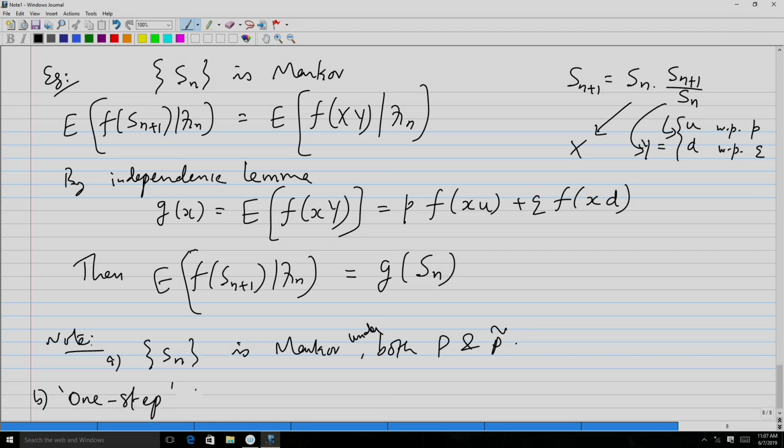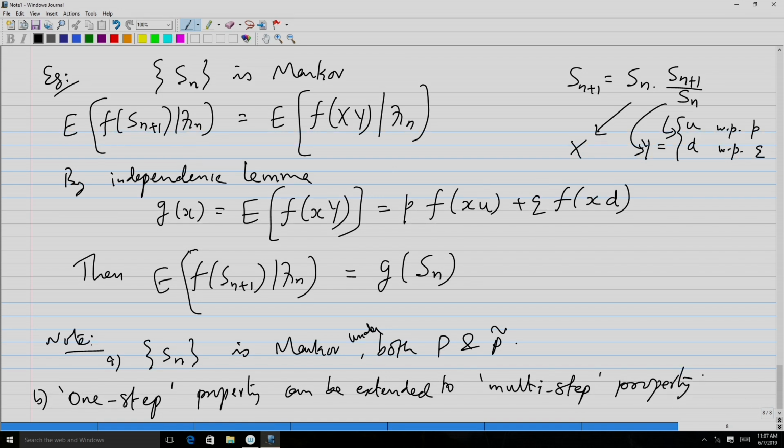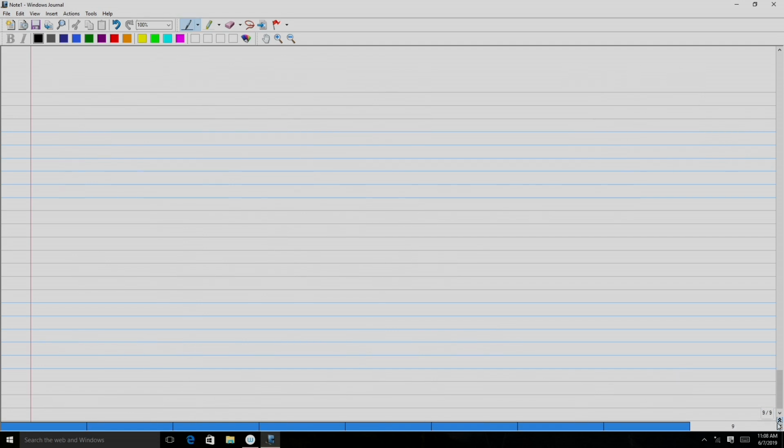can be extended easily to the multi-step property, that you can observe. Because if you take one more step, with respect to n minus 2, suppose you take this, then of course you will have this. So, it is also true that the multi-step property will also imply the one step property.